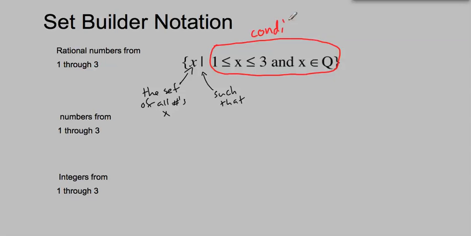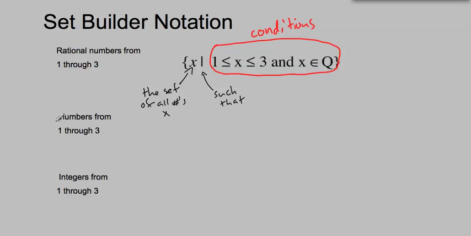Here are my conditions. The conditions to be in this set is that it has to be between 1 and 3. 1 must be less than or equal to our number, and our number must be less than or equal to 3. So it needs to go from and including 1 up to and including 3. But we put a second stipulation on it. Our number has to be an element of Q. And if you remember, Q is the abbreviation for rational numbers. So our number has to be an element of rational numbers.